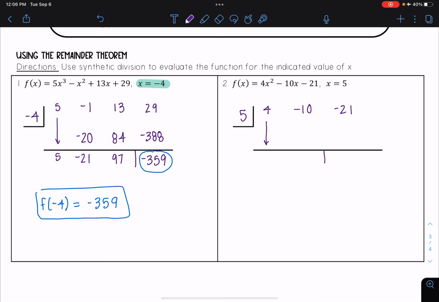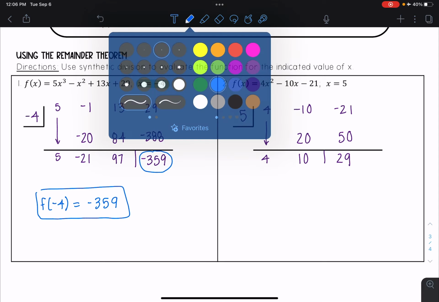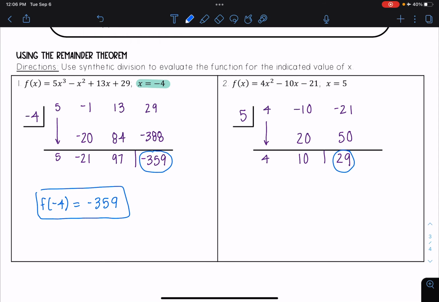So bring down the 4. 5 times 4, I get 20. -10 plus 20, I get 10. 5 times 10, I get 50. And then -21 plus 50, I get 29. And so that means that f evaluated at 5 is equal to 29. So if I were to plug 5 into this function, my answer should be 29.